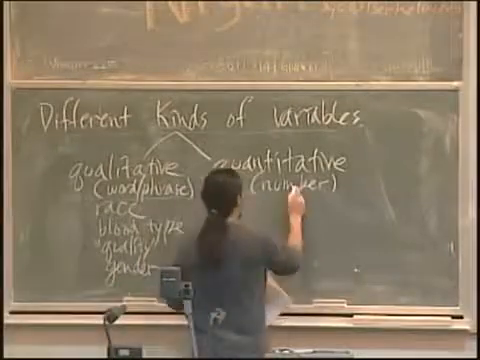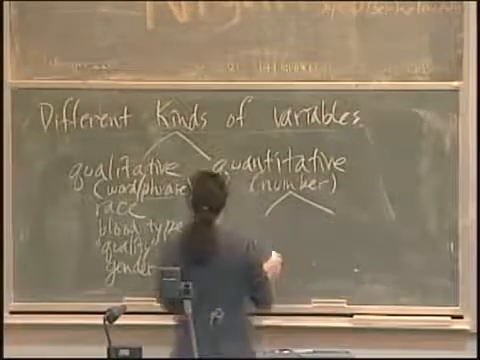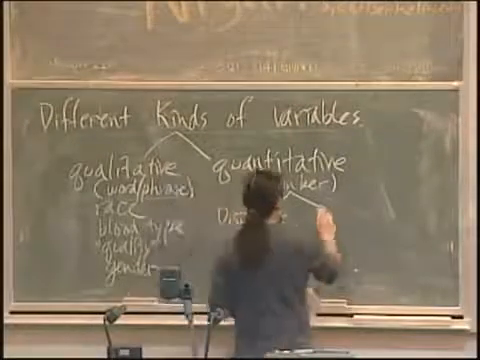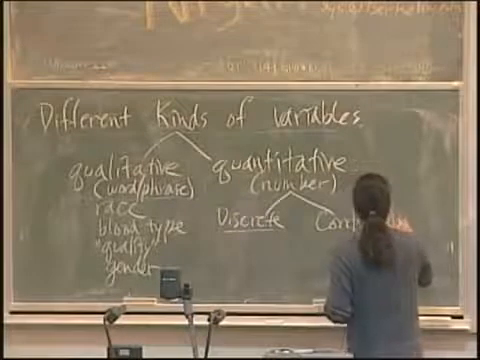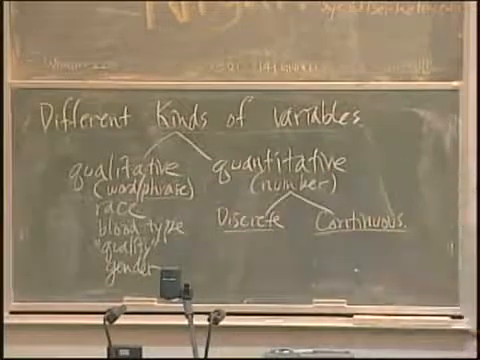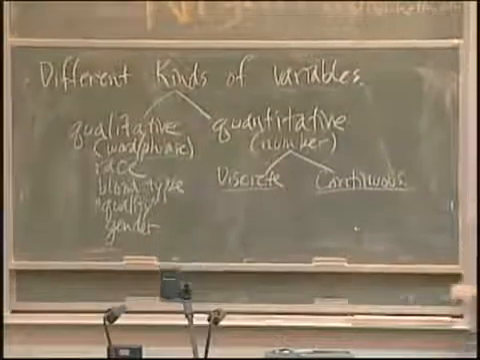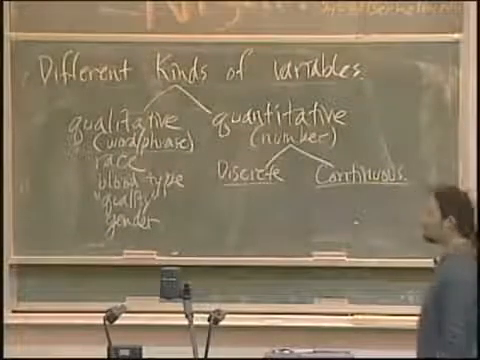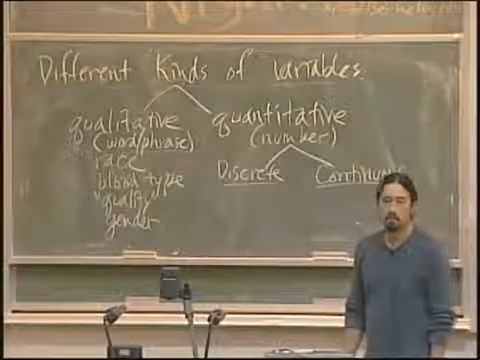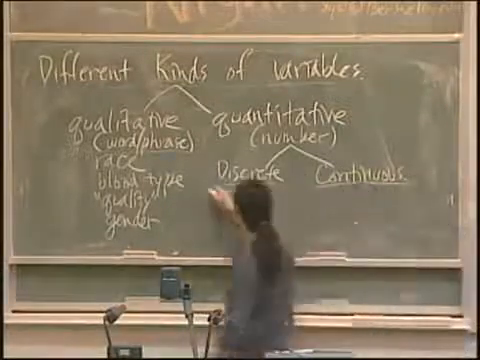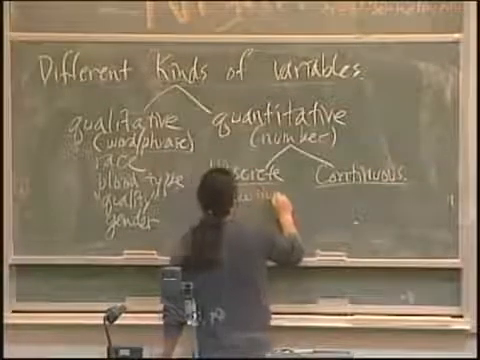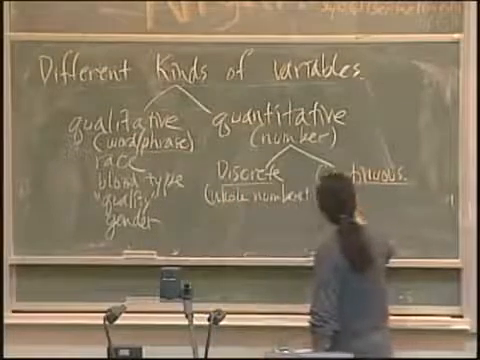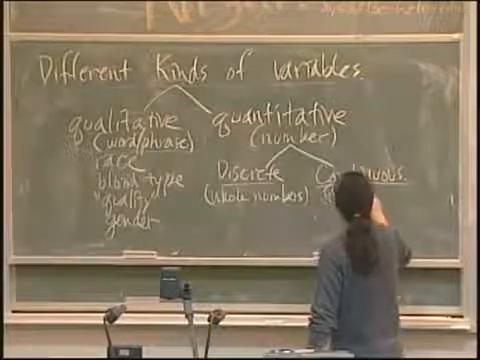Okay, so what about quantitative? This I'm going to further divide up into two categories. Discrete and continuous. Okay, so what do those words mean? Anyone want to say what's the difference between those? Yeah, so discrete is whole numbers, or it must be a whole number. Continuous would be things that could be expressed with fractions or decimals.